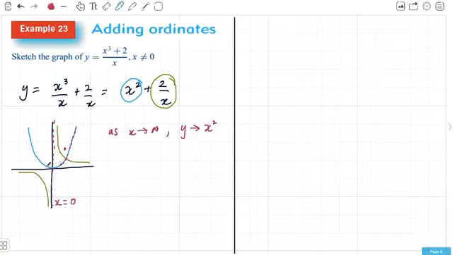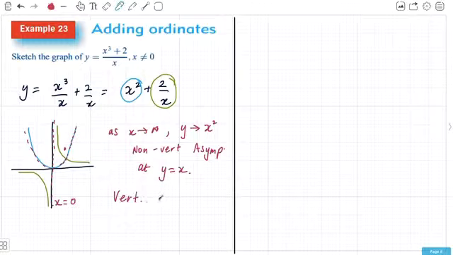So that means that we have a non-vertical asymptote at y equals x squared, and we have a vertical asymptote at x equals 0. So I've put those both in red, and I'm just going to draw my graph in. So it has a sort of shape like that.